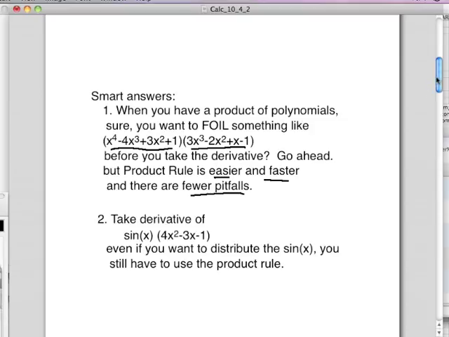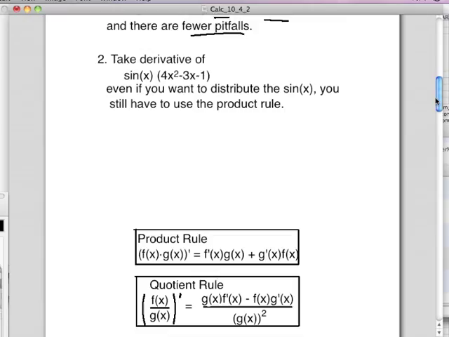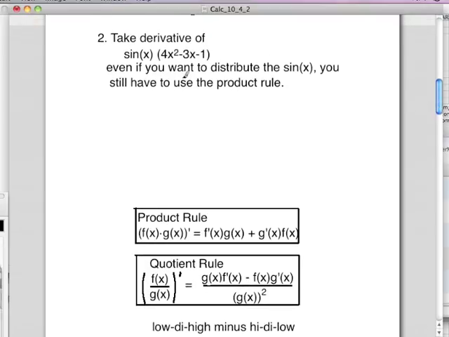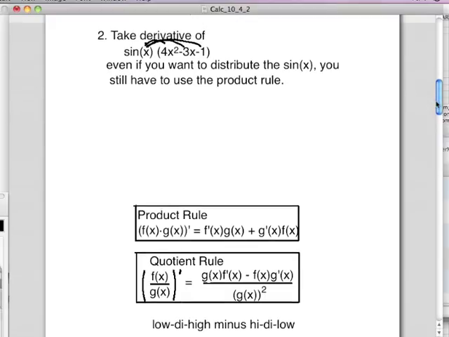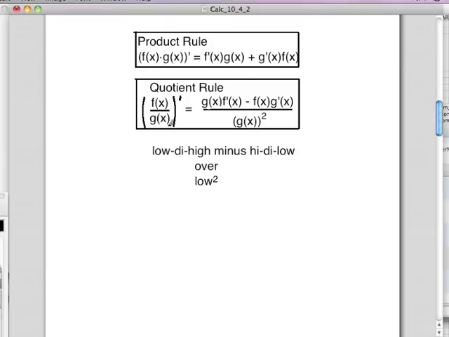As if pitfalls are algebra 1 mistakes. And also, here's the other answer. If you're asked to take the derivative of sine of x times 4x squared minus 3x minus 1, even if you want to distribute the sine of x over each of these 3 terms, you would still have to use the product rule because you have sine of x times 4x squared. So here is the product rule, and here is also the quotient rule.